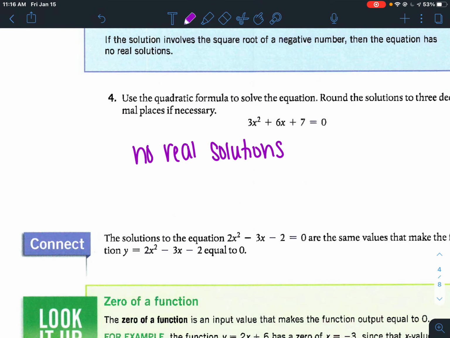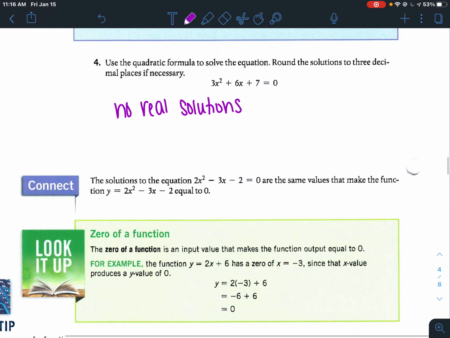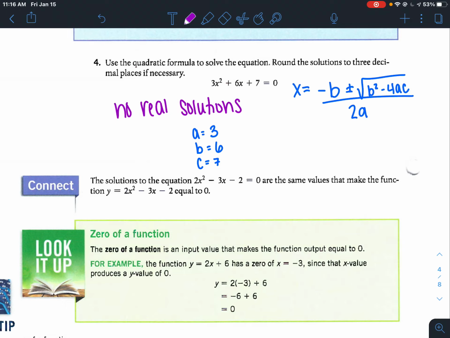Okay, moving on to number 4, and I didn't erase the answer, so this one has no real solutions. So what is that going to look like when there's no real solutions? Great question. Okay, A equals 3, B equals 6, C equals 7. There's the quadratic formula.